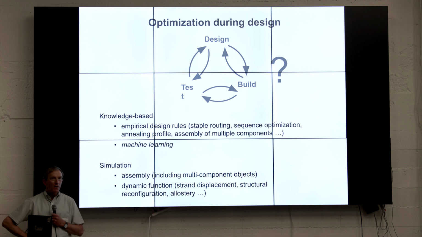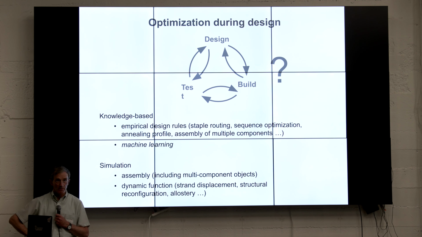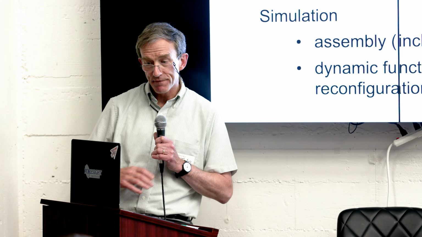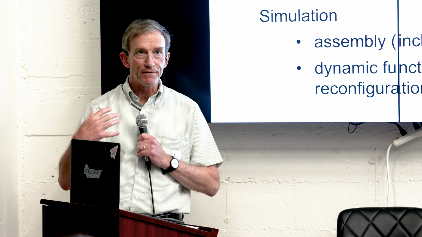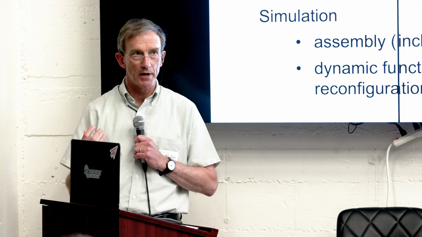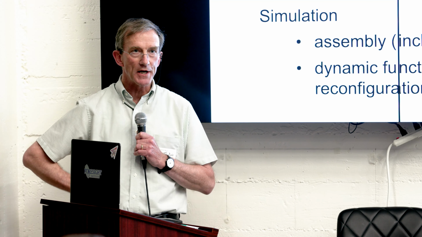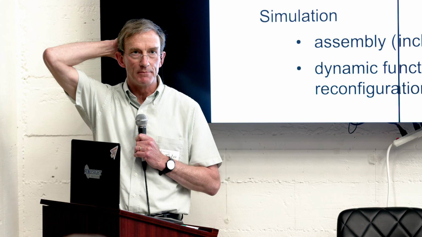So what does that in silico series of loops actually involve? There are basically two classes of components as far as I can see. You want knowledge-based design tools that make use of what you know. So empirical design rules, we already do this in origami. There are packages that tell you how to break and route your staples. Sequence optimization. You can go further. How do you assemble something? Annealing profiles for origami. What we find particularly difficult is assembling multiple components, so assistance with design of that. And clearly, there's a great hole in this, which is waiting to be filled by machine learning techniques.